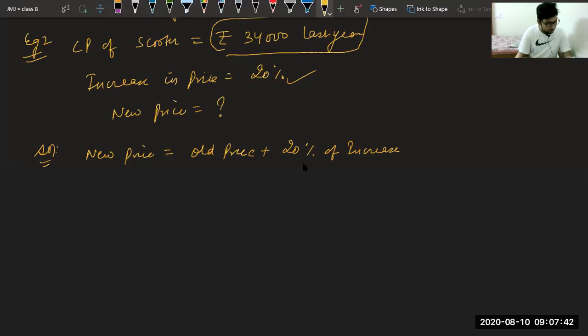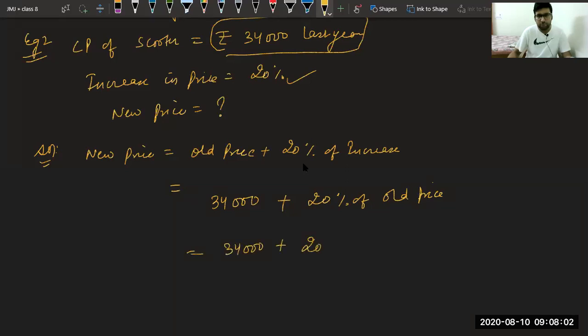So let us take first, what is this thing? Old price is how much? Old price is 34,000 plus 20% increase. That means 20% of the old price we have to find. This is equal to 20 upon 100 multiplied with 34,000. We can take 34,000 common. Now, if you take 34,000 common, what is left? Please tell me what will come in the first place. Class, please answer.